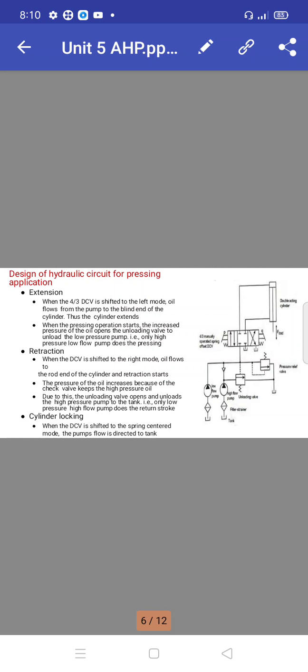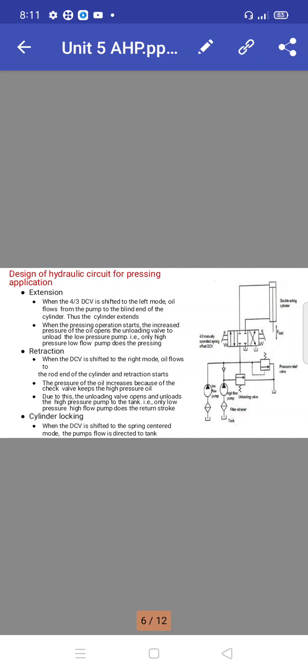So first, extension. When the 4/3 directional control valve is shifted to the left mode, the oil flows from the pump to the blind end or blank end of the cylinder. Thus the cylinder extends. When the pressing operation starts, the increased pressure of the oil operates the unloading valve to unload the low pressure pump. That is, only the high pressure low flow pump does the pressing operation.